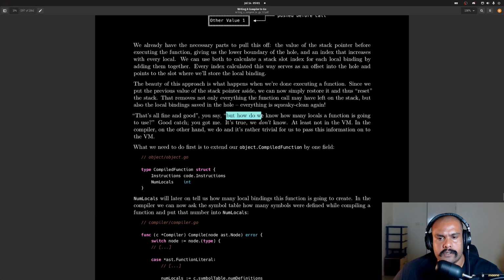Yeah, that was my question too. How do we know how many local variables a function uses? But I guess this can be solved when we compile. I think this can be solved. In the compiler, on the other hand, we do, and it's rather trivial for us to pass this information on to the VM.